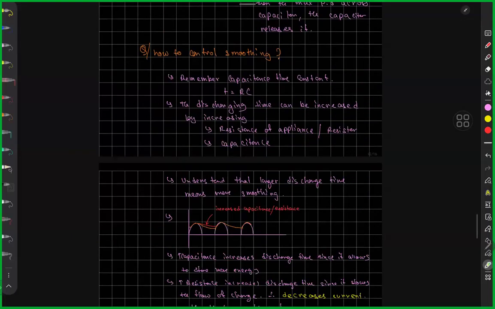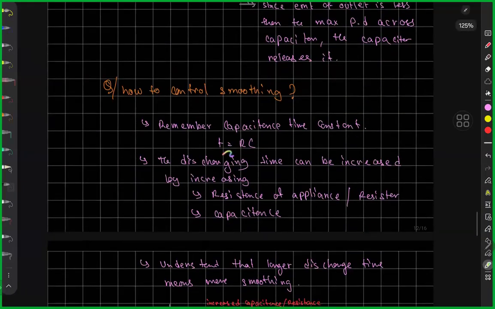I did cover that. How to control smoothing? This is what I'm talking about. What is time constant? R times capacitance. So how do you increase this time constant? You can simply increase the resistance of the appliance. Sometimes you may not want to do that. You can simply increase the capacitance at the very least, so it stores more.